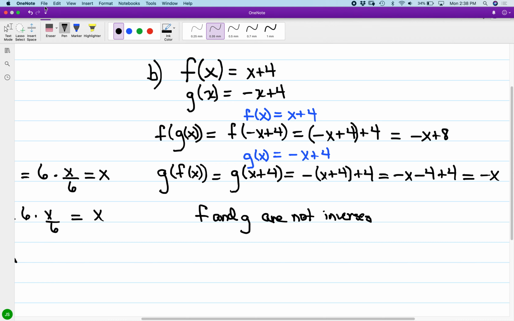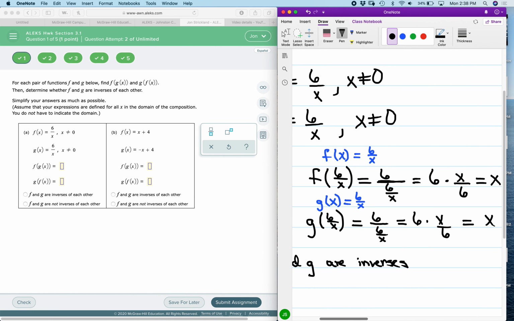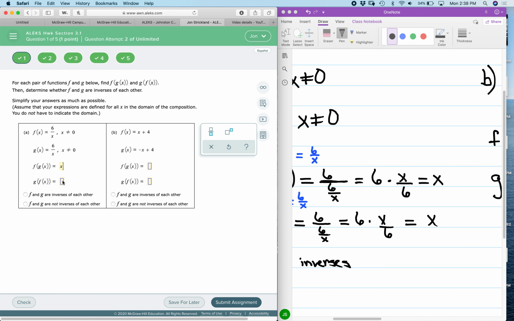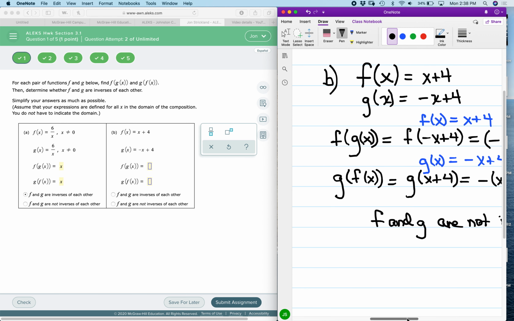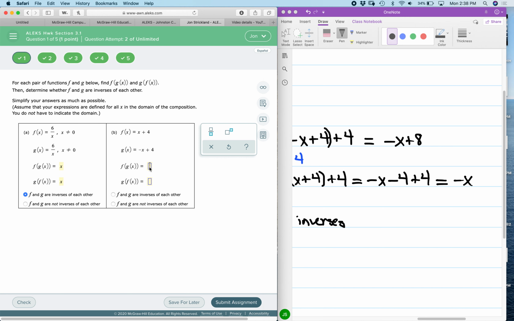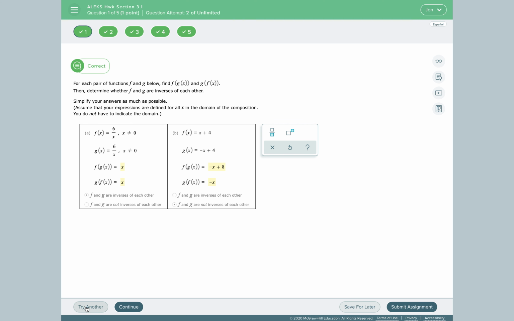So in going back and taking what we have now, from part A, we had f of g of x is equal to x, and g of f of x is equal to x, and these are inverses of each other. In part B, whenever we had f of g of x, this came out to negative x plus 8. For g composed of f of x, we had the negative of x, and we had that f and g are not inverses of each other. And in checking, the result is correct.